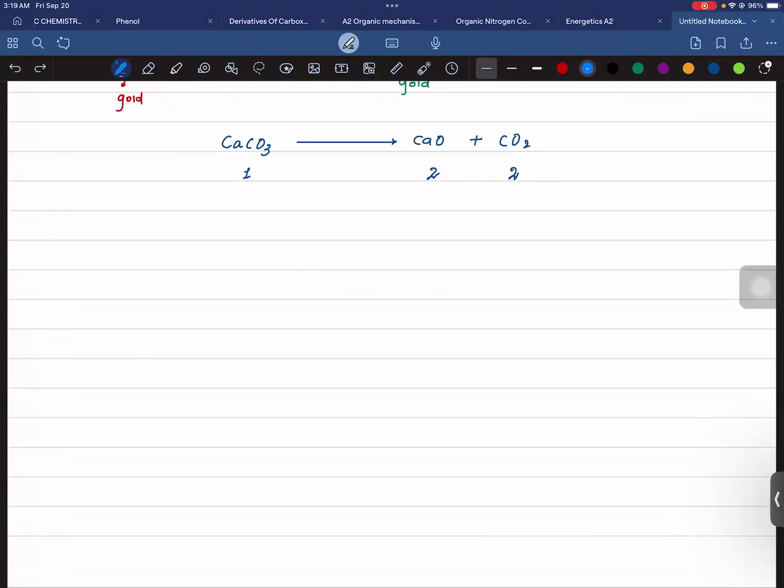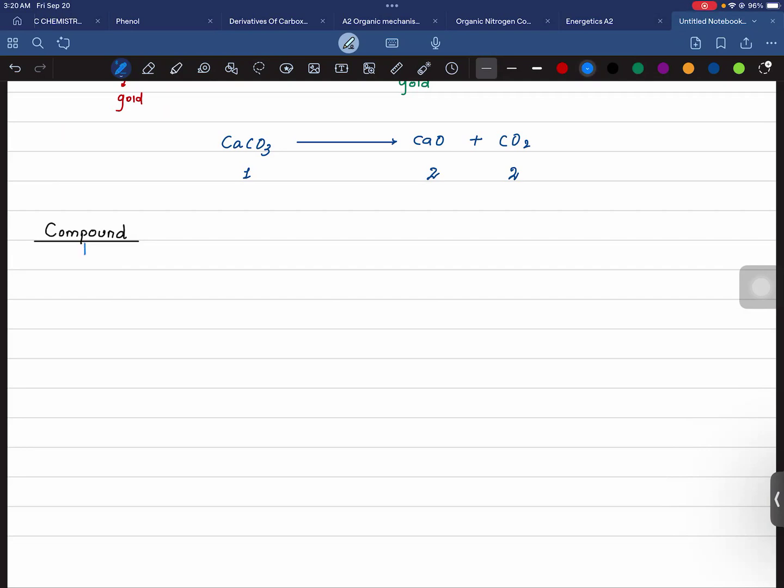Then we have compound. Can you tell me what is a compound? The compound is a mixture of two elements. No, it's not a mixture. It's like two element molecules together.